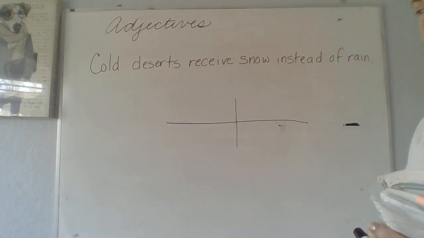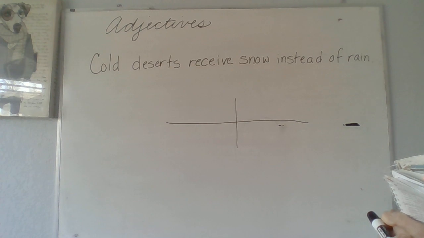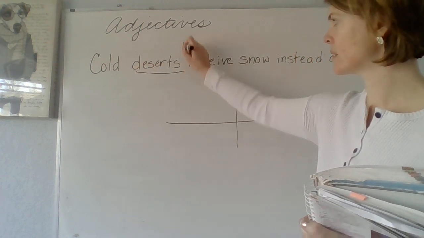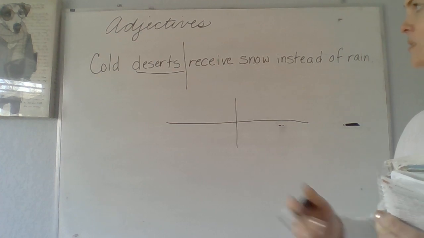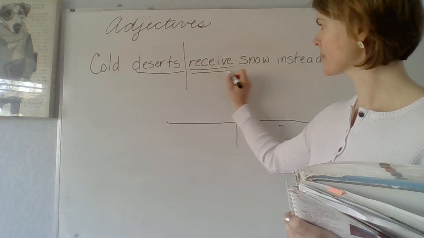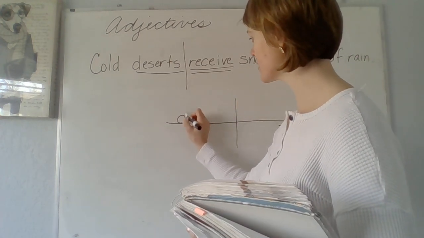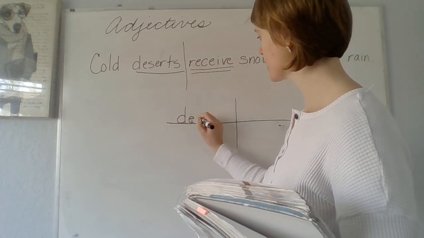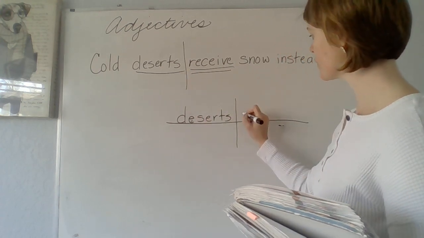Read the sentence out loud with me. Cold deserts receive snow instead of rain. What receives snow instead of rain? Deserts. What is being said about deserts? Deserts receive. So we already know how to do that. We know when we diagram, we put our subject, oops, I'm starting to write diagram, we put our subject to the left of the line, just like it is up here, and our verb to the right of the line.